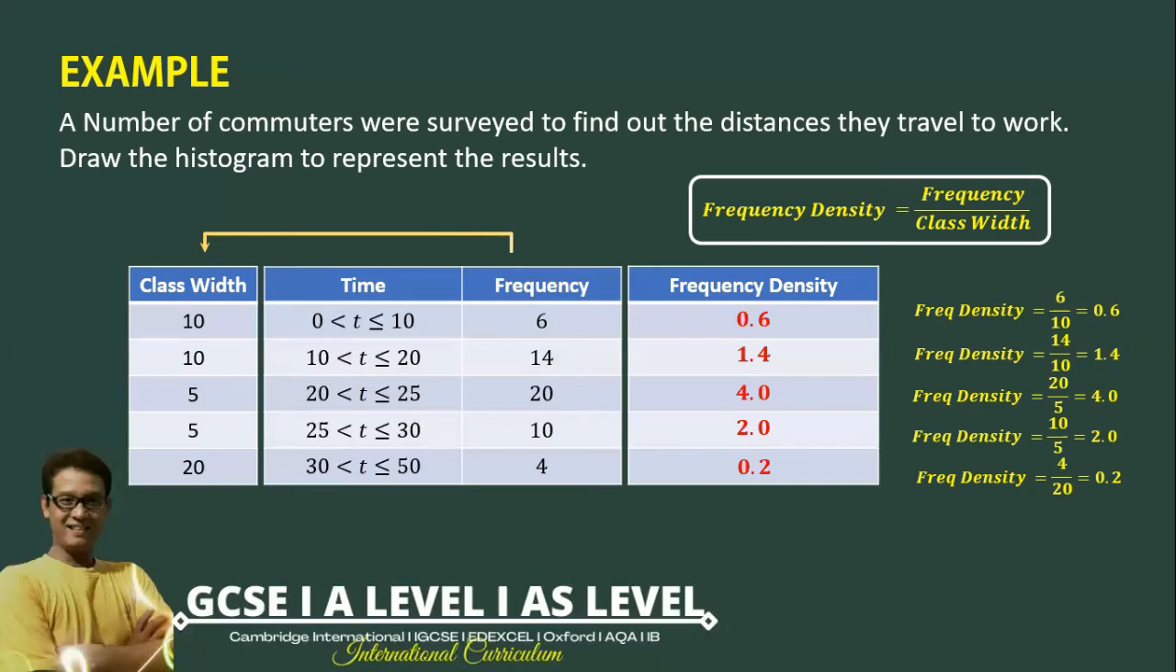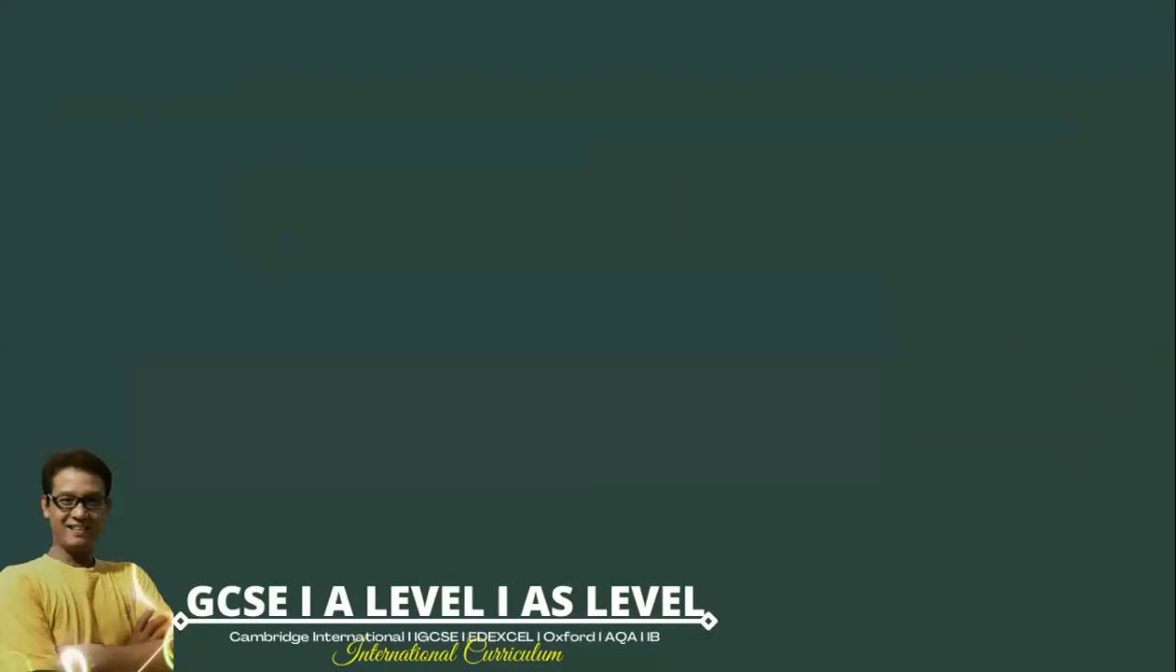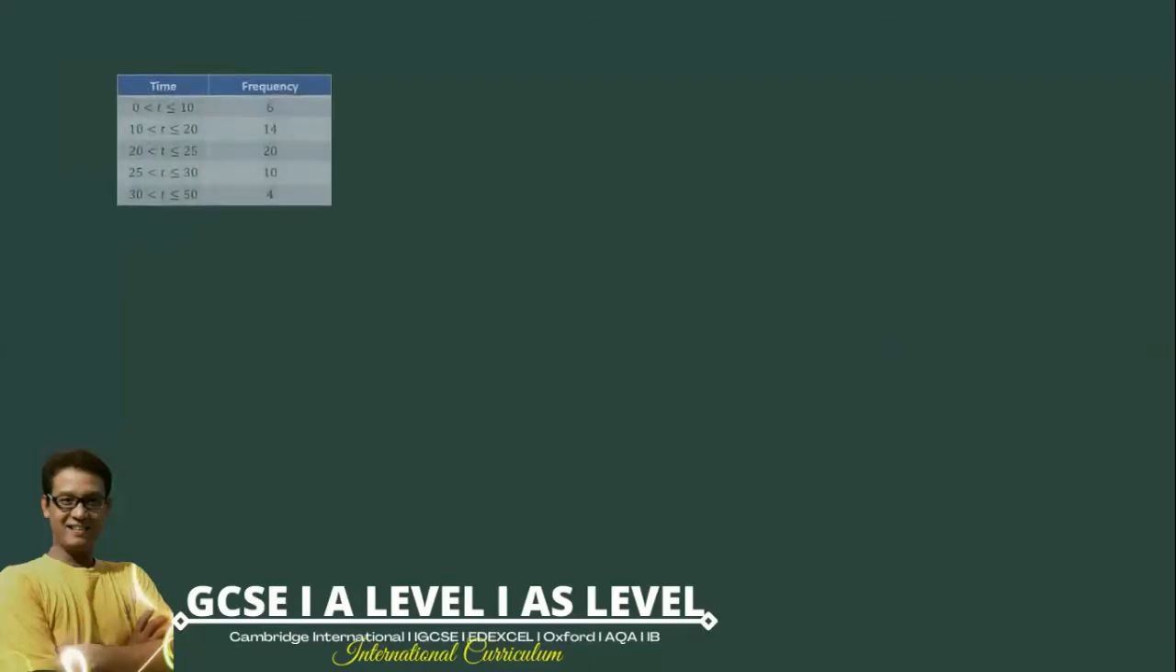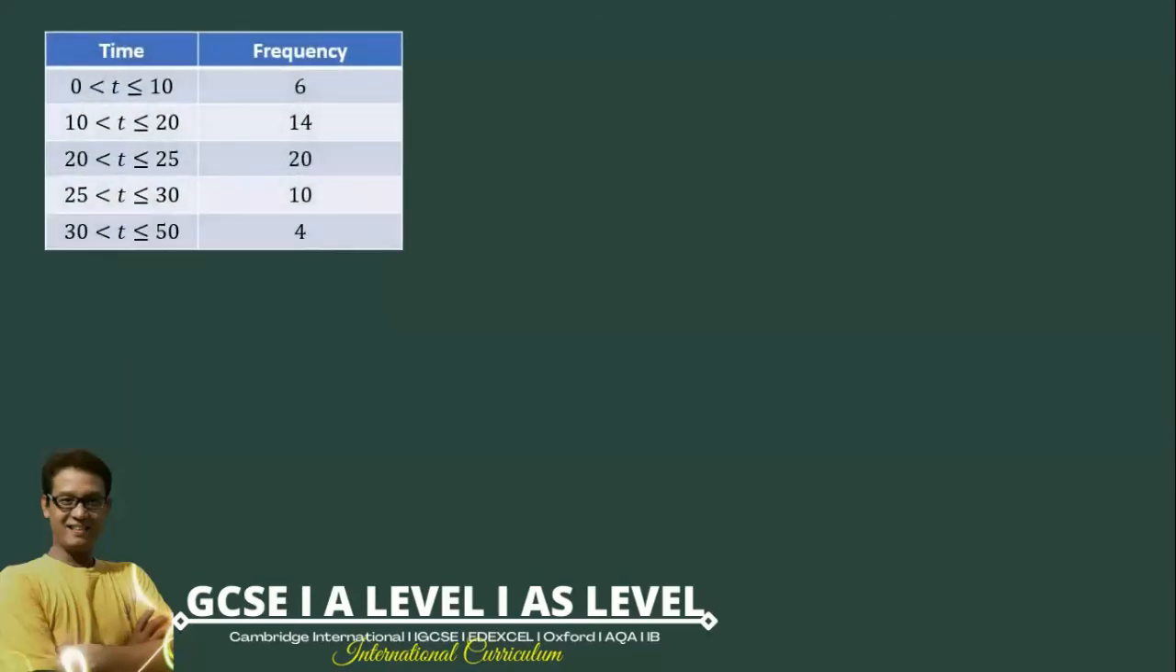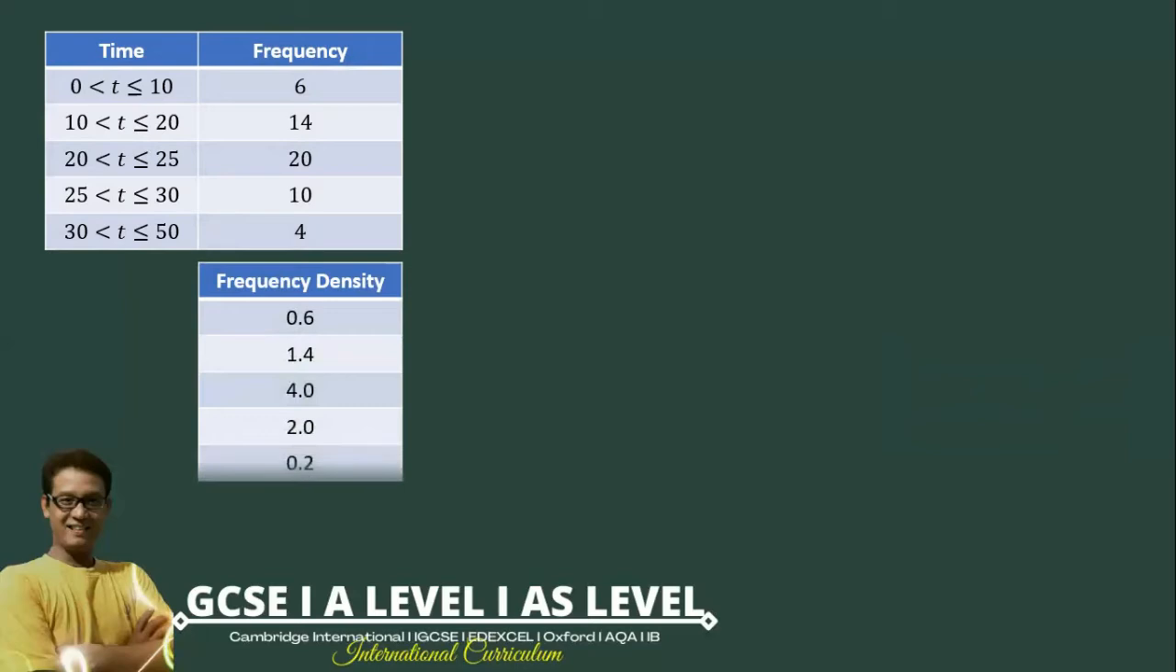Okay, students, we go to the next. Now you're going to construct the frequency density chart or frequency density diagram. Based on the information, this is the table for time and the frequency column, as we mentioned before. And we got already frequency density for every row. Frequency density for all rows are 0.6, 1.4, 4.0, 2.0, and 0.2. I think that's very clear to you, right?